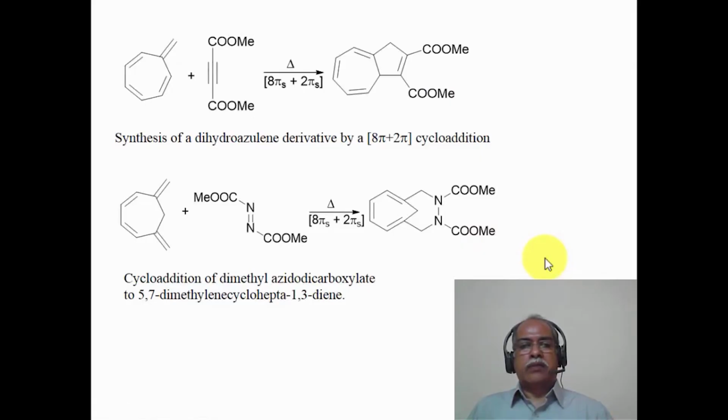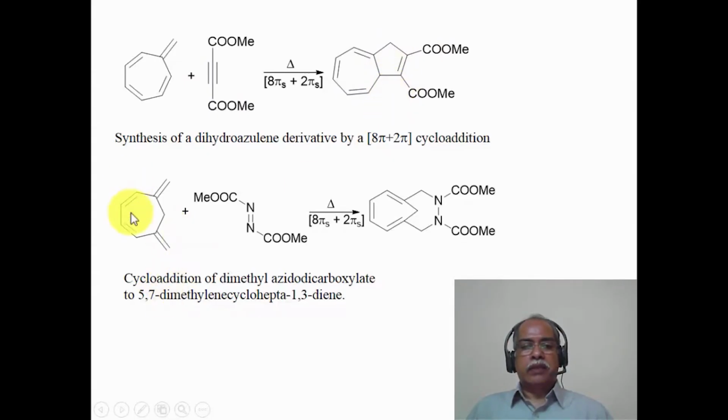Dihydroazulene is formed during the cycloaddition reaction of this exomethylene cycloheptatriene with the dimethylacetylene dicarboxylic acid. Here again the cycloaddition is between this carbon here and this carbon here to form a 5-membered ring. So all the 8 electrons of the exomethylene cycloheptatriene are involved along with the 2 electrons of the dimethylacetylene dicarboxylic acid, resulting in the formation of the dihydroazulene derivative, which is this particular derivative.